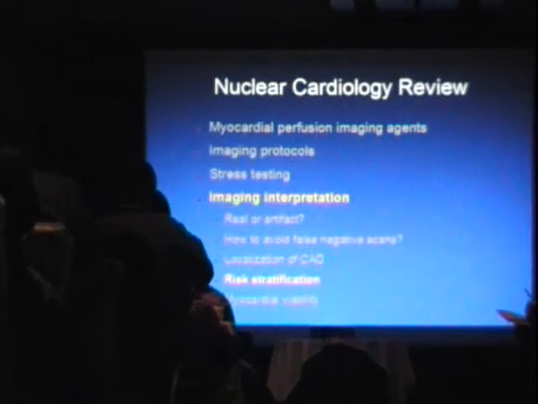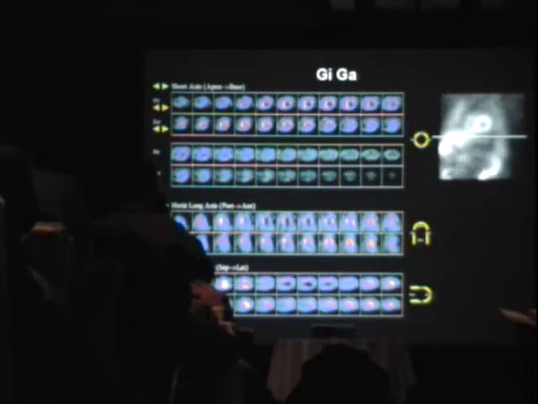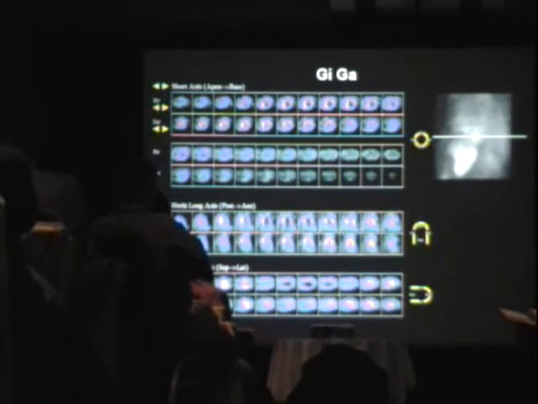So every time you see inferior septum with inferior wall, you're pretty sure it's going to be the PDA. If you only see the inferolateral wall, or the basal inferior wall without septum, it's most likely to be obtuse marginal. And then you want to make a very good description of the extent and the severity of the defect, because those parameters have a lot of information regarding the risk of that particular scan for the patient.